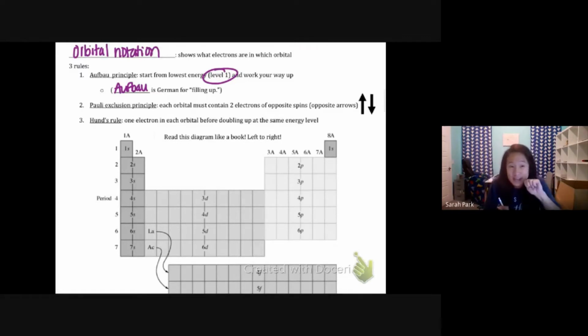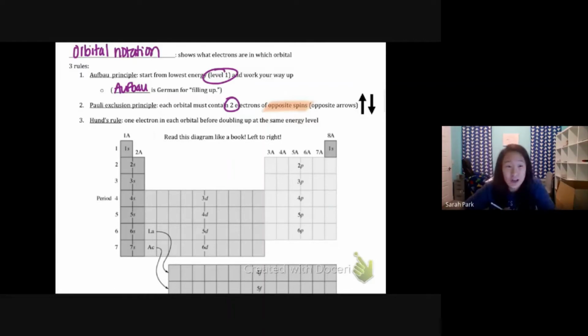Rule 2 says that you have the Pauli exclusion principle. It says that each orbital, remember each like bedroom, can only fit a maximum of 2 electrons, but the key word here is that they have to have opposite spins. How we draw that is opposite arrows. So there has to be one arrow going up and one arrow going down. So opposite spins means they point in opposite directions. Okay, and I'll show you an example in just a second.